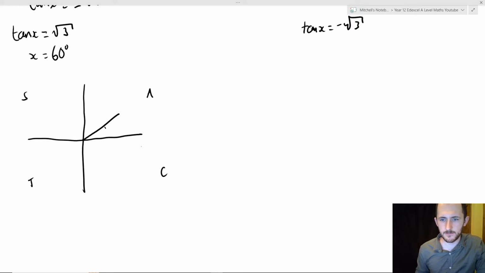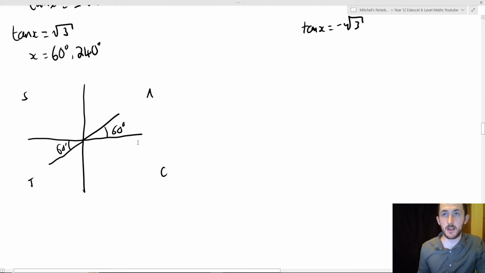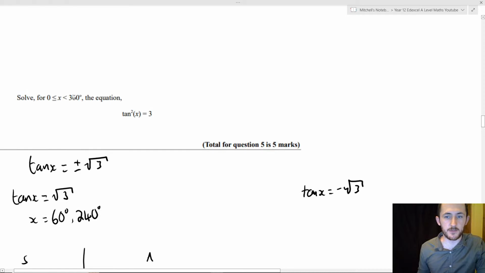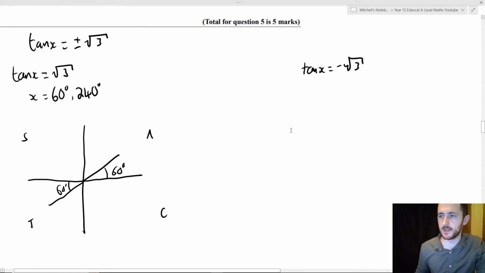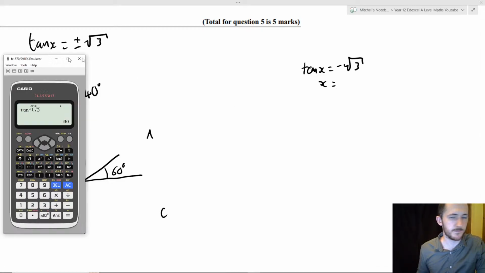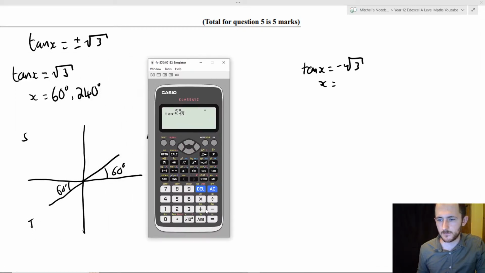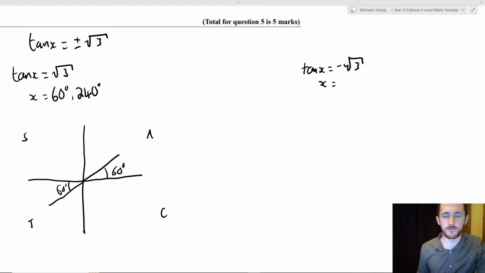So 60. And since this is positive root 3, the other value would be here. So that would be 180 plus 60, which is 240 degrees. And if I go again, it would be 360 plus 60, which is 420, which is bigger than 360, so we're done. Those are our two values. Now with minus root 3, we get minus 60.